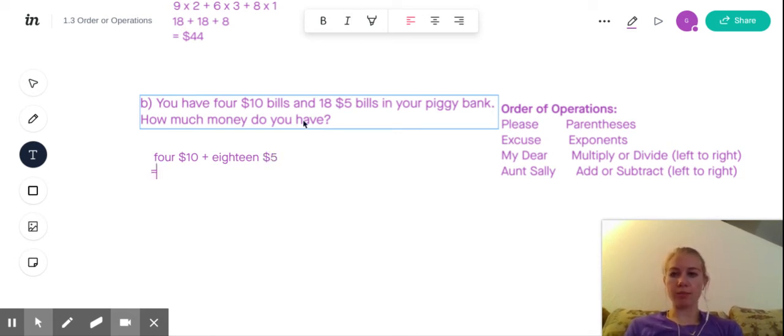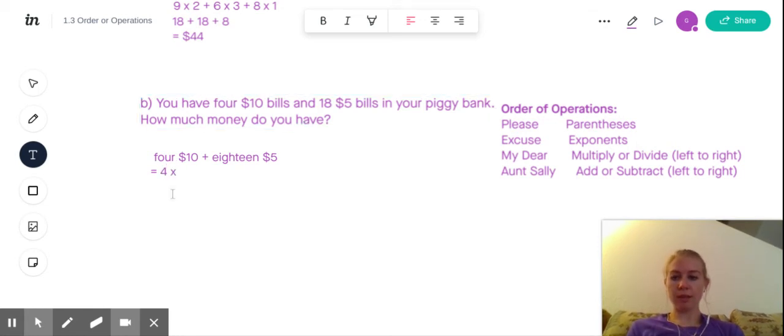Now let's only use numbers. So we have 4 $10 bills, so 4 times 10 plus 18 times 5. Let's look at our order of operations. Any parentheses in our expression? Nope. Any exponents? Excuse, nope. My dear, do we have multiplication or division? Yes, we do. We have 4 times 10, and we also have 18 times 5. 4 times 10 comes first in our expression, so let's solve that first.